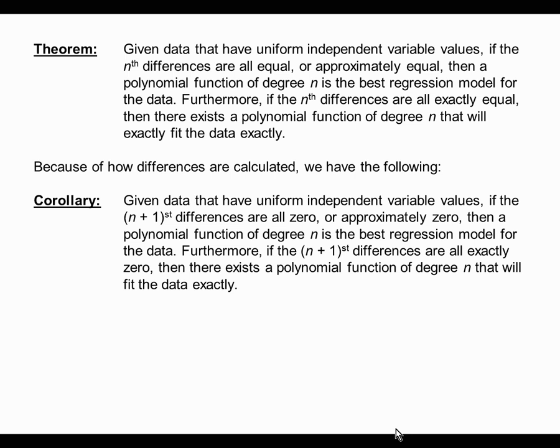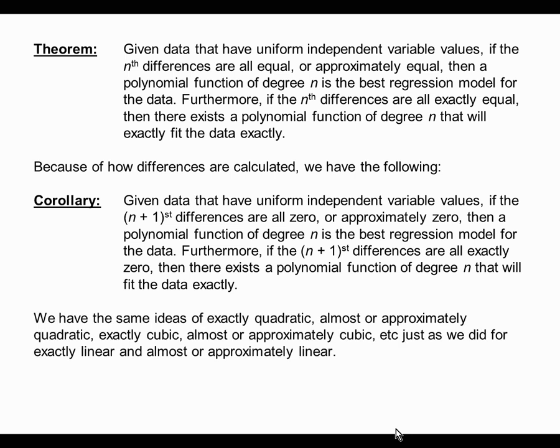Now, just like when we were doing linear regression, it was exactly linear or approximately linear. The same idea applies here. It could be exactly quadratic or approximately or almost quadratic. So if all the second differences are exactly equal, it's exactly quadratic. If all the second differences are almost equal, it's almost quadratic. I'm going to try a couple of examples.